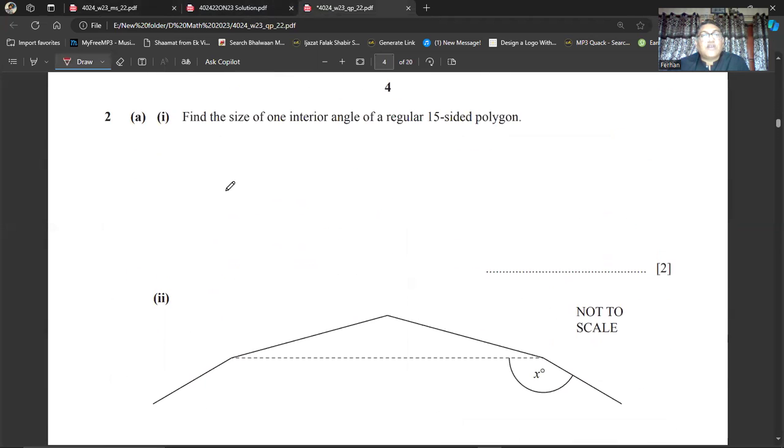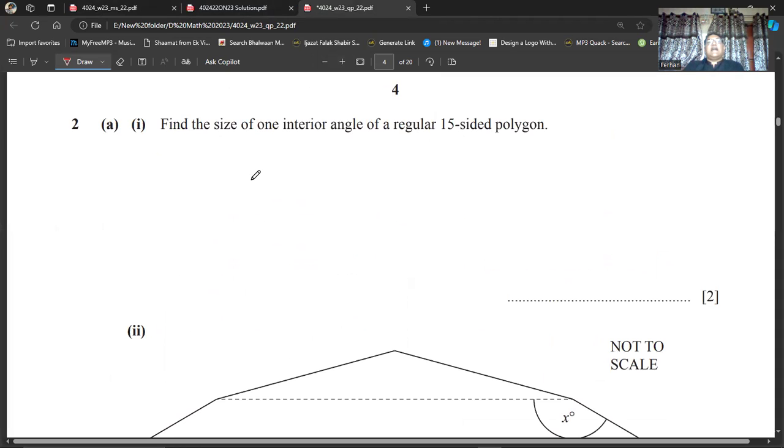Okay, so we are on question number 2. A part is the first portion. He says find the size of one interior angle of a regular 15-sided polygon. Find the size of one interior angle of a regular polygon. This word is important. He says regular and 15-sided polygon.